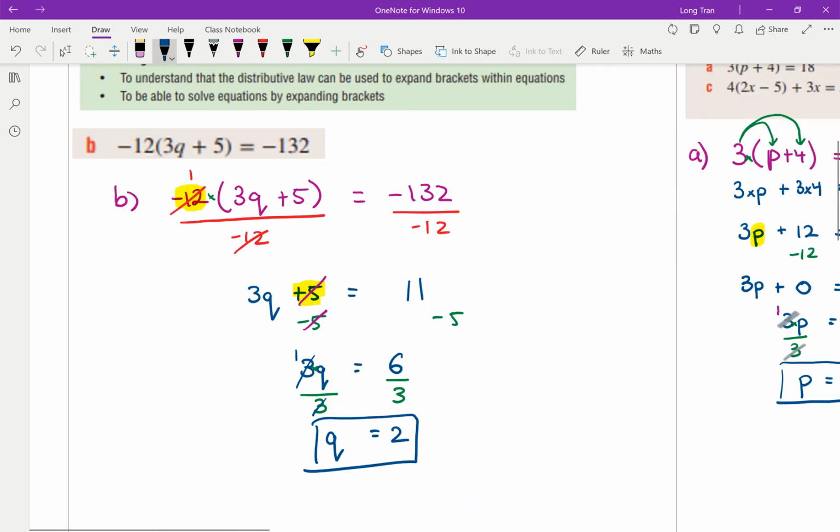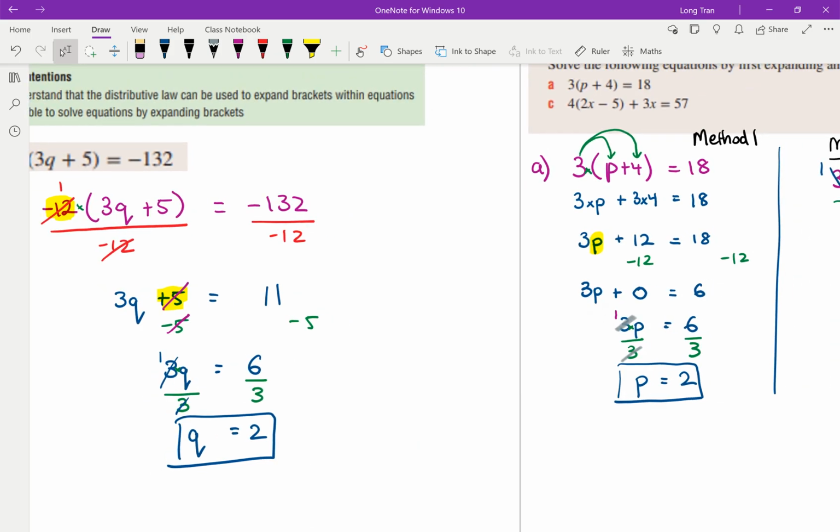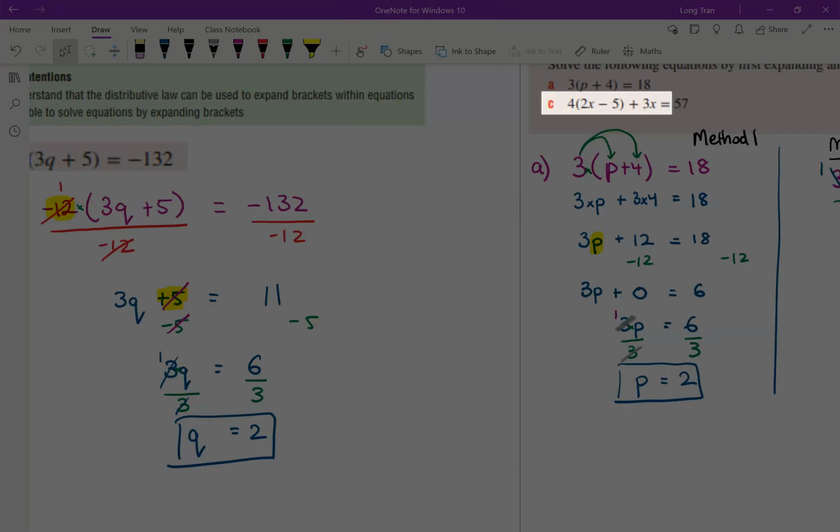See what I'm doing there? Now, method 2 works for these two examples nicely, but it won't work well unless your fractions are really good, for example C. So I'm going to do example C, and I'm going to show you why it's a problem, okay? So here we go. Let's have a look at why you can't always use method 2.